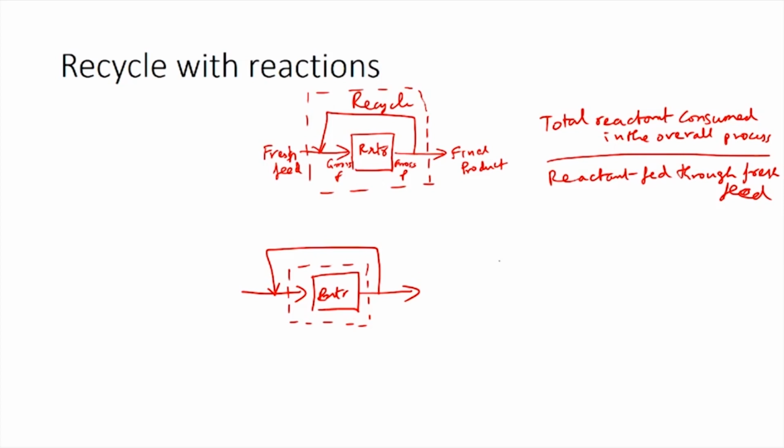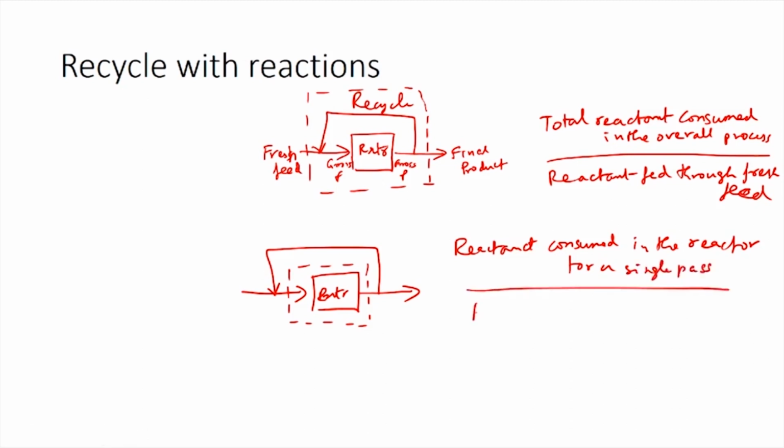So, the reactants which are entering into the reactor get converted or consumed to form the products. So, here your single pass conversion then becomes reactant consumed in the reactor for a single pass divided by reactant entering in the gross feed.